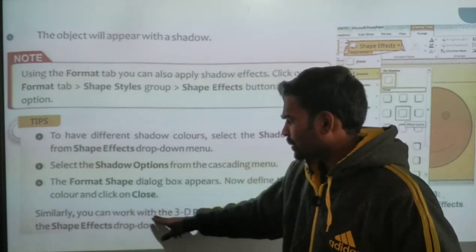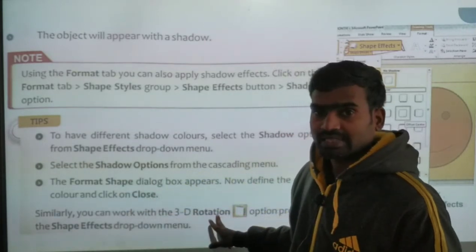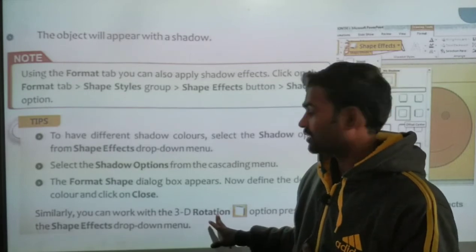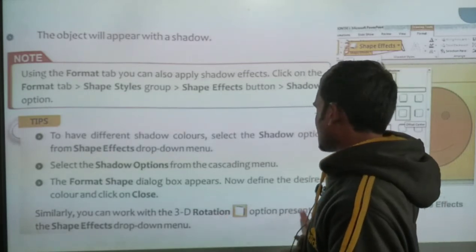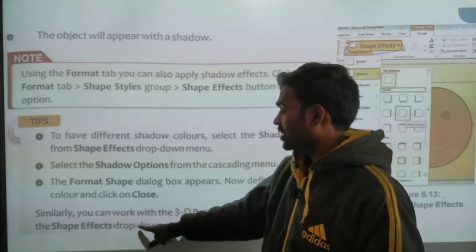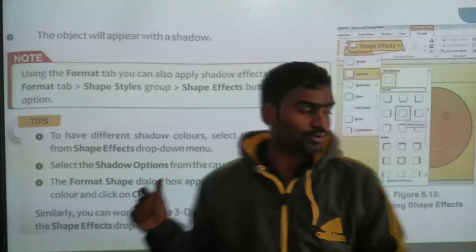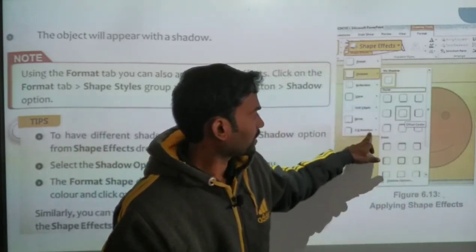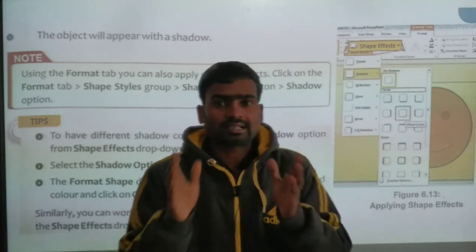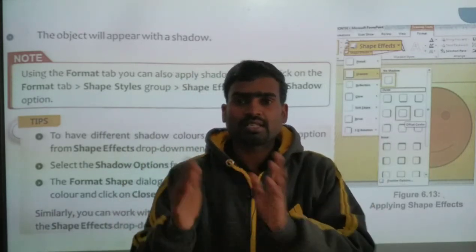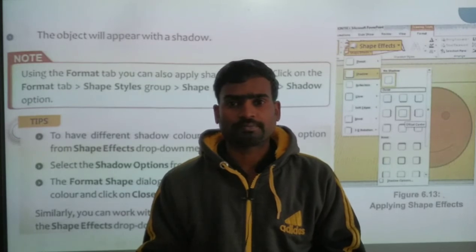Similarly, you can work with the 3D rotations, which we have seen right now. 3D rotation options are present on the shape effects drop down menu. I have shown how to do that. This is the last one, the 3D rotation option. So like 3D effects, it will rotate the shape or the picture, right?